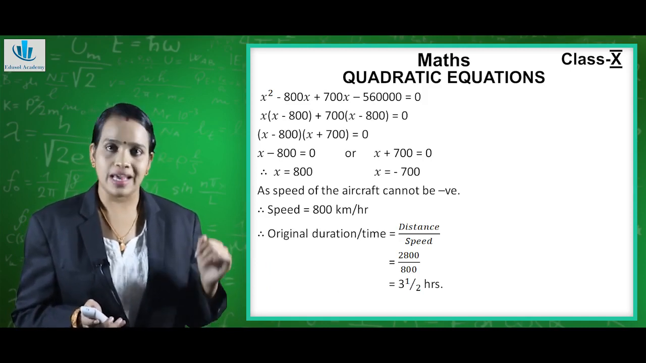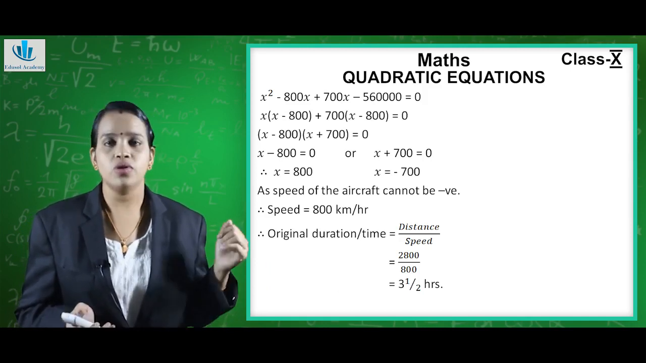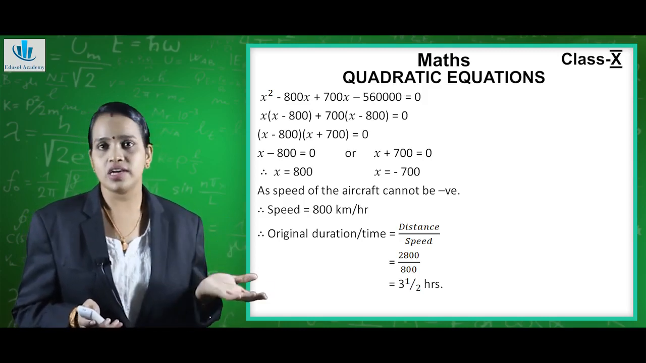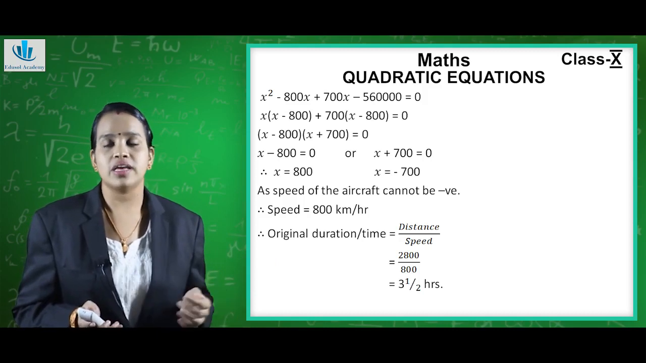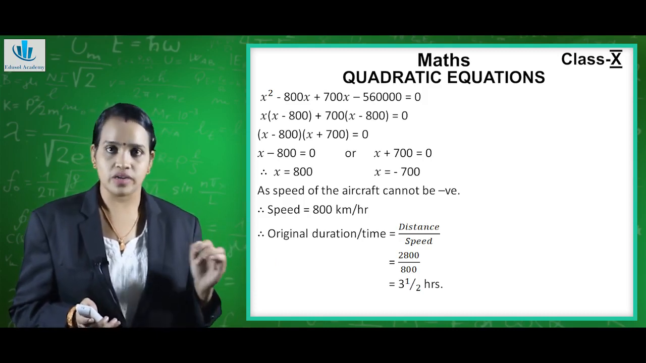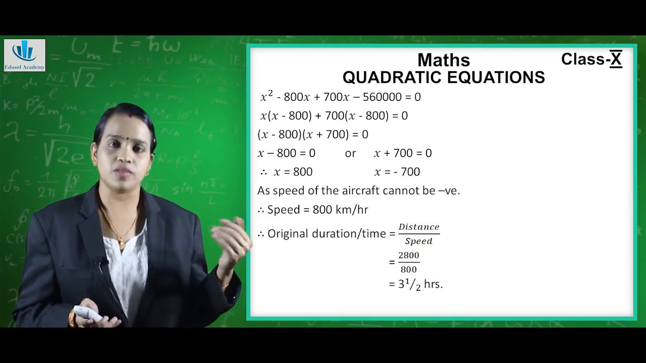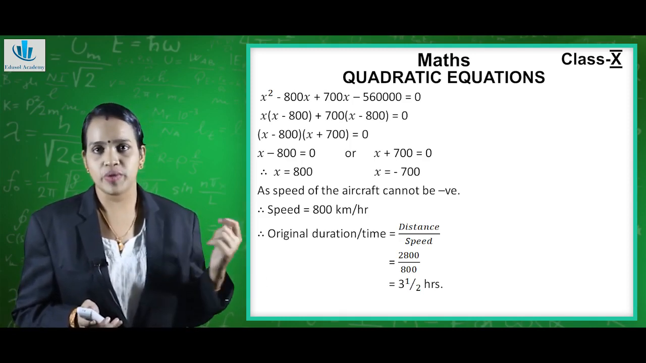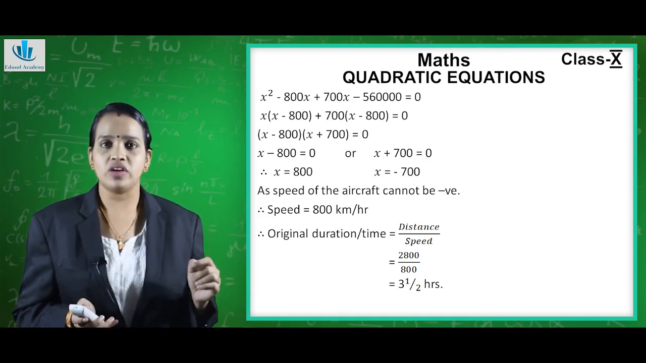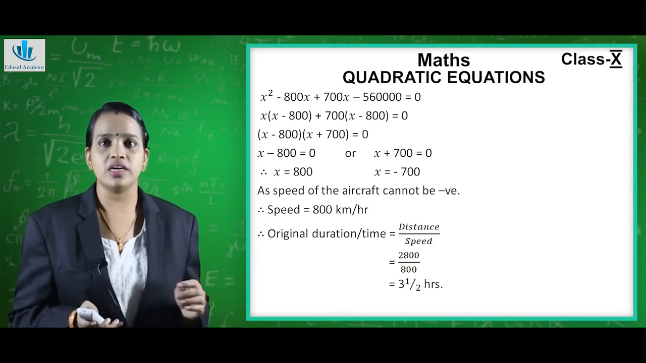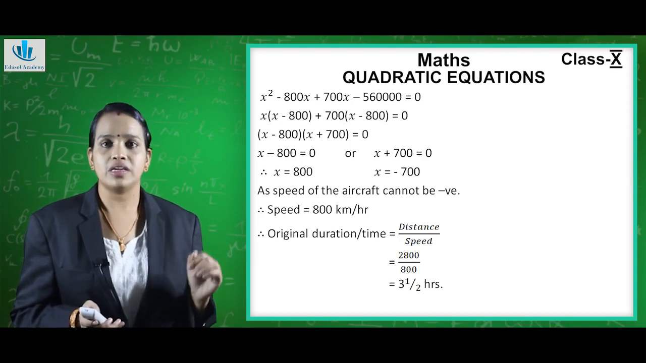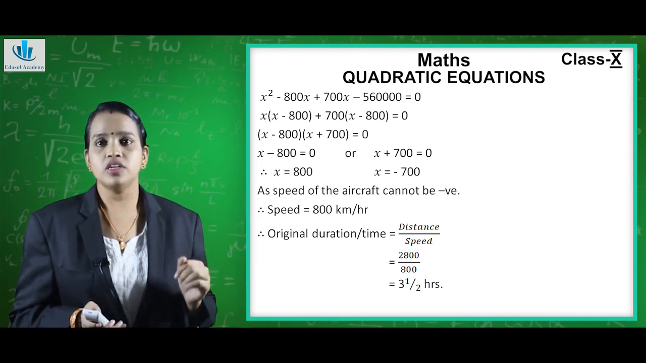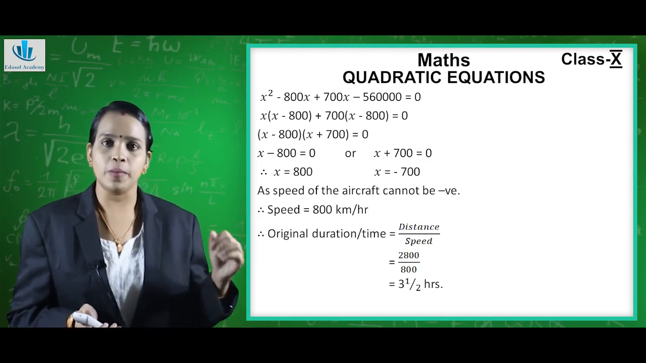So we can say that x minus 800 is equal to 0 or x plus 700 is equal to 0. Minus 800 becomes plus 800 on the other side, so x is equal to 800. Here plus 700 becomes minus 700, so x is equal to minus 700. As you know, speed cannot be negative, so we cannot take minus 700, so we are rejecting it. So our value of x we will take it as 800. So we can say that the speed is equal to 800 km per hour.